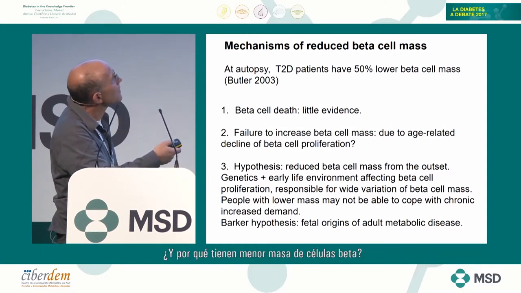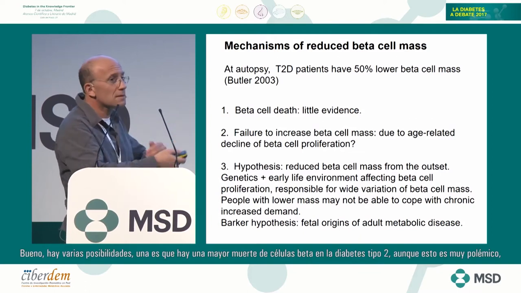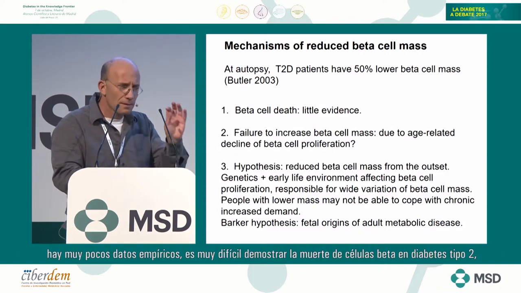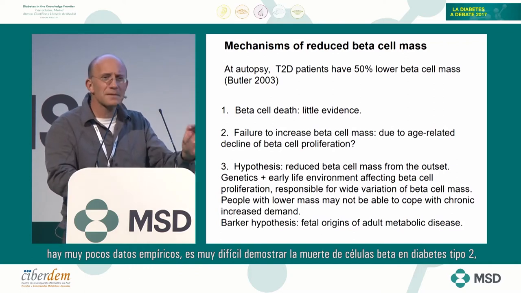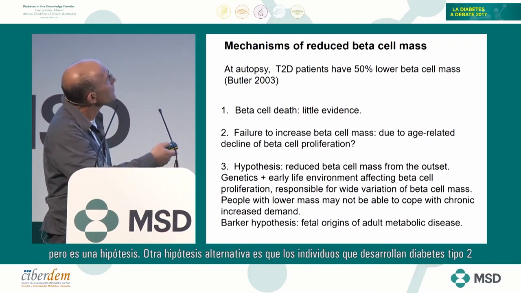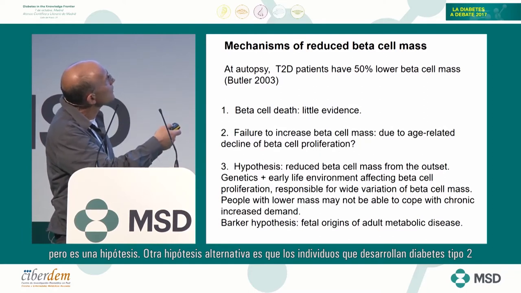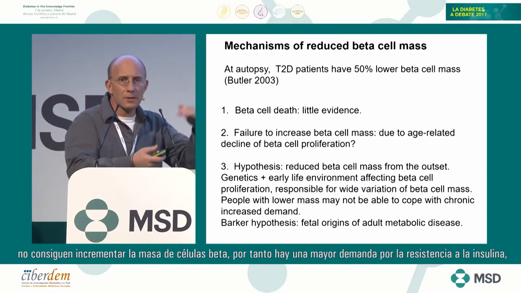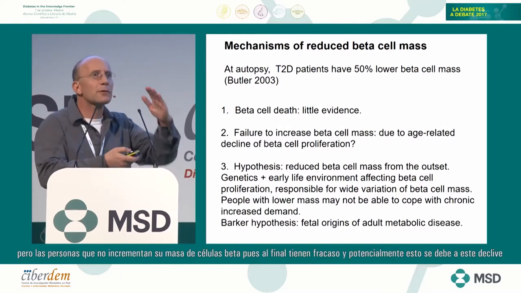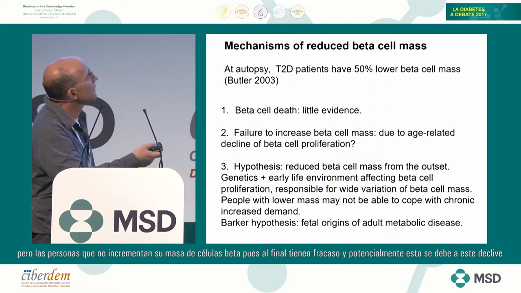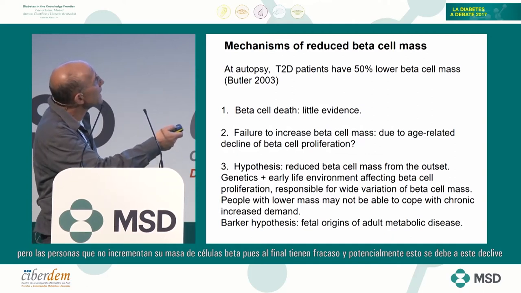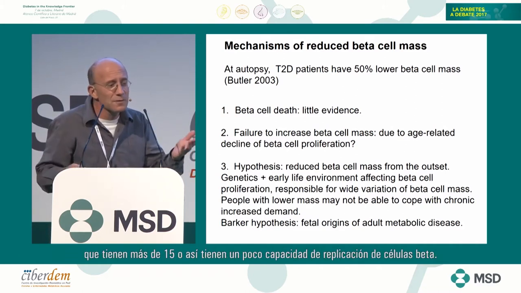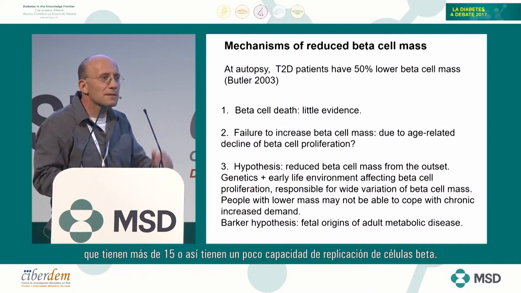And why do they have lower beta cell mass? Several possibilities. One, of course, is that there is extensive beta cell death during type 2 diabetes. This remains highly controversial with very little evidence. It is very difficult to show ongoing beta cell death in type 2 diabetes, but it is an existing hypothesis. An alternative hypothesis is that those individuals who go on to develop type 2 diabetes fail to increase their beta cell mass. There is increased demand because of insulin resistance, but those people that fail to increase their beta cell mass go on to beta cell failure. And potentially this is because of the age-related decline in beta cell proliferation. We know that adult humans, essentially above the age of 15 or so, have very little capacity for beta cell replication.